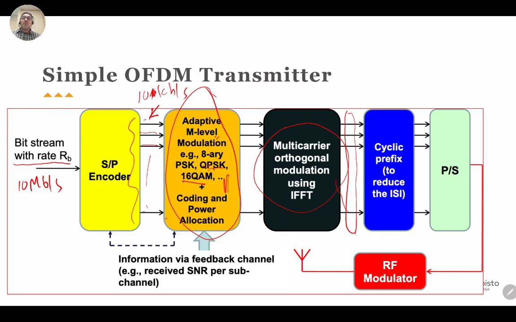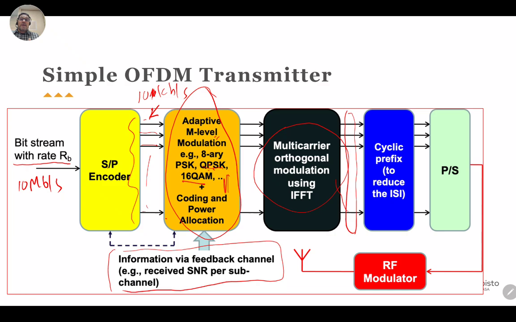But how can we know which subband faced good channel or bad channel? This could be done by looking to the feedback channel that comes from the receiver. So the receiver will check each subband. Those subbands which are very good, they can send in the back channel or feedback channel to inform the transmitter.